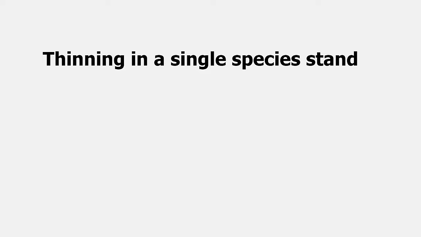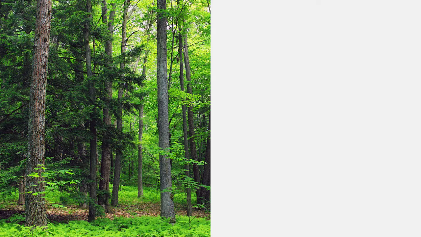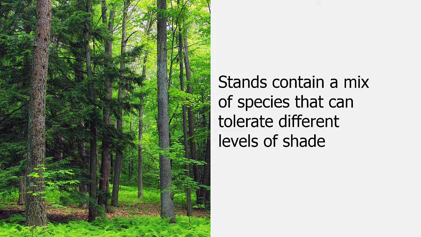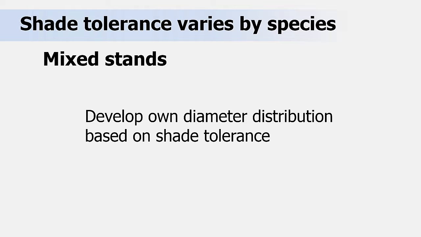The idea of thinning in a single species stand is relatively straightforward. The cutting focuses on the poorer crowns and some of the competing codominant trees. Yet, seldom are stands comprised of only one species. More often, they contain a mix of species that can tolerate different levels of shade. Shade tolerance varies by species. In mixed species stands, each species develops its own diameter distribution based on its shade tolerance class.